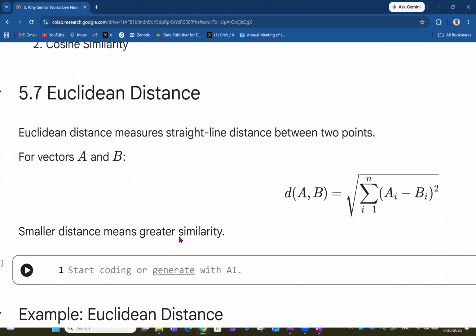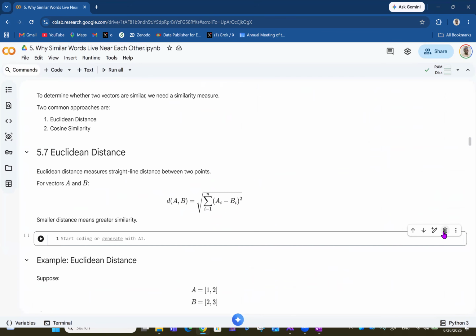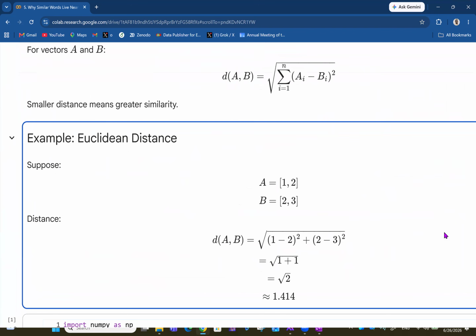So smaller distance means greater similarity. Once this distance is closer together, it means that they are very similar. That's Euclidean distance right there. So an example of Euclidean distance is what I just showed you there.